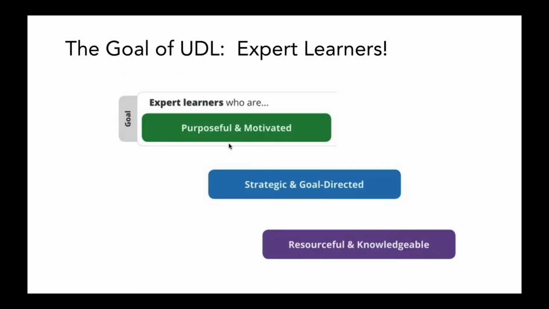The next slide talks more about the goal of what universal design for learning is. And the big goal here is the expert learners. I don't think anybody can say anything about not wanting expert learners for their students. And we think about the purposeful and motivated learner, and that strategic and goal-directed learner, and the resourceful and knowledgeable learner. So hopefully if you did not have any background on UDL, that helps give you a little bit of background on universal design for learning.